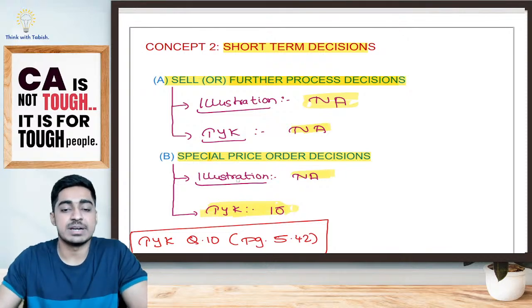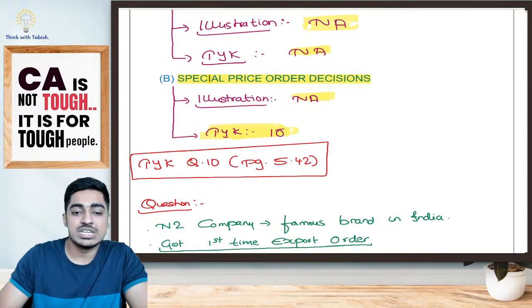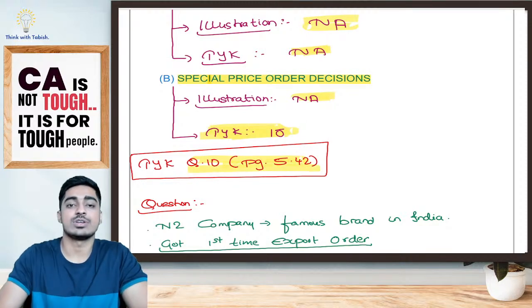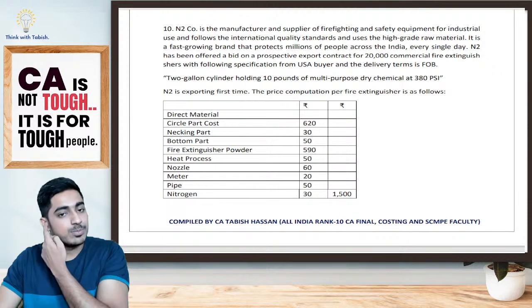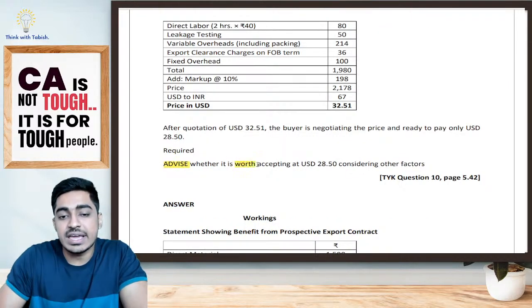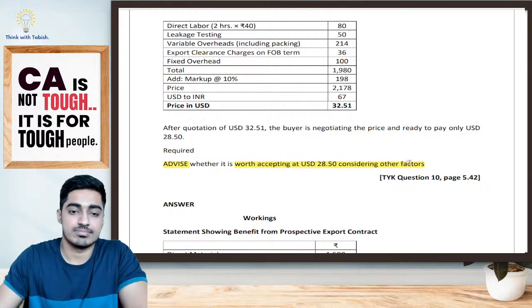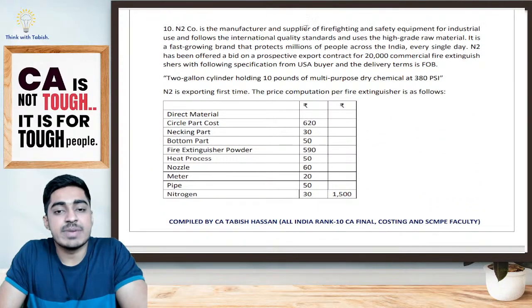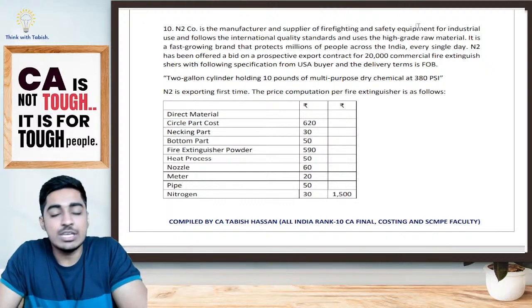So we have question number 10 of test your knowledge. Question number 10, page 5.42. Let's have a look at question number 10, page 5.42. Advise whether it is worth accepting at 28.5 considering the other factors. Yes, something is there. N2 company is manufacturer and supplier of firefighting equipments.